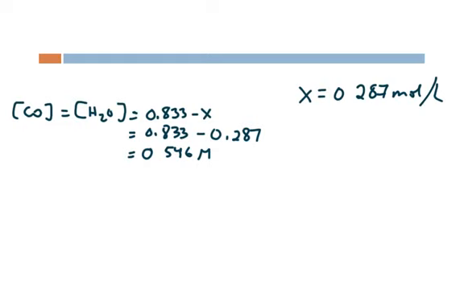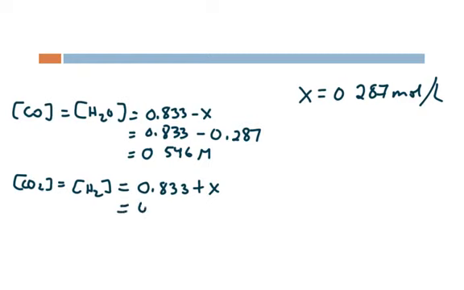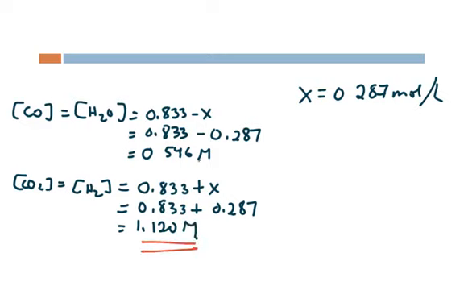And then we can do the same thing for the product side. Again, I'm going to group them together since they're both the same, and then substitute my x, and then add. And again, I can use lowest decimal places, so I'm going to take it to 3 decimal places, 1.120 moles per liter. And there are my final answers, and that's how it's done.